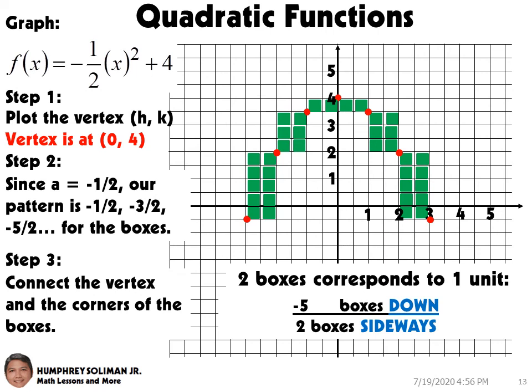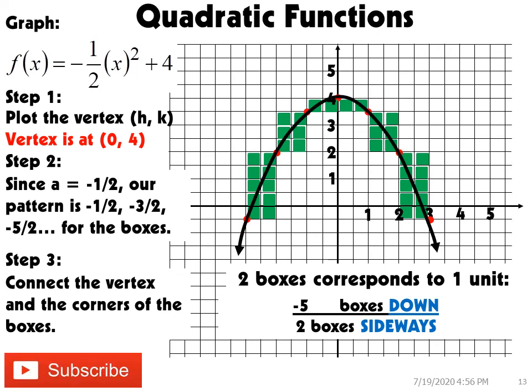Step number 3, we connect the vertex and the corners of the boxes using our quadratic function. Never forget that we have to put arrowheads at the end of our quadratic function. You can observe from this graph that there is a vertical compression because our a is a fraction, 1 over 2. And it opens downward because a is negative. And that's it for graphing quadratic functions.